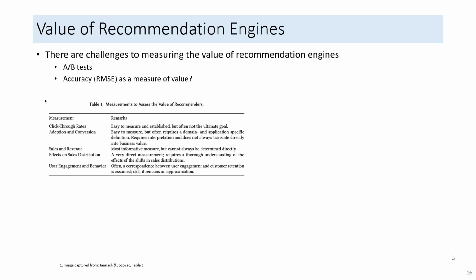So in that article that I presented a couple of slides earlier, they talk about different ways to measure the value of these in detail and whether or not it's easy to measure. So some things like click-through rates are easy to measure because they can be captured easily by the system. Adoption is easy to measure as well. Sales and revenue, very informative. Sometimes you can't figure it out. Like overall sales went up when I incorporated the recommender engine, but how much of it was due to that or how much was due to some other aspect.